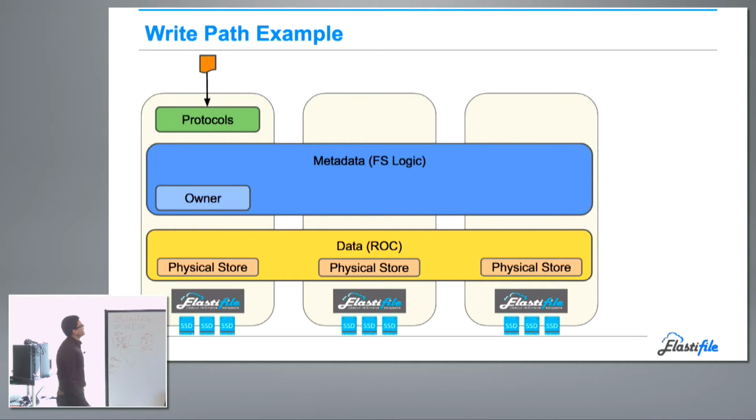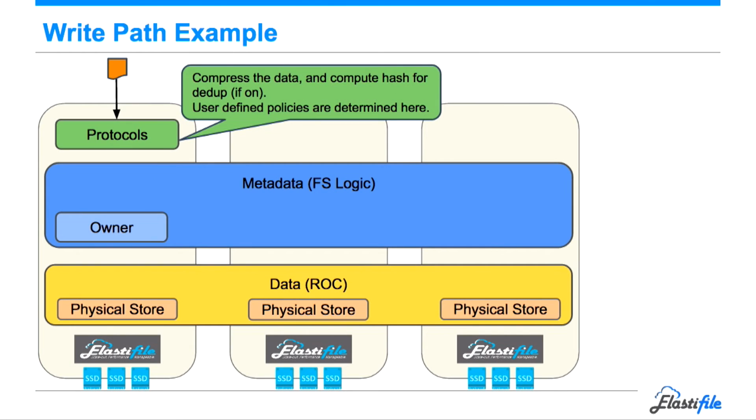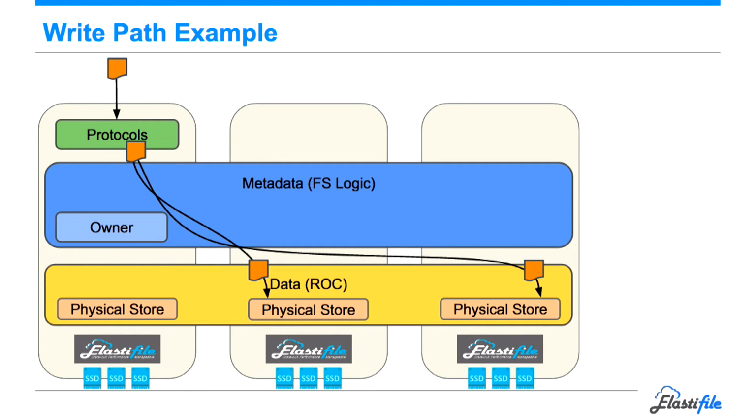So let's see an example. We have a piece of data coming into our protocols layer. This is where we compress the data, compute a hash for dedupe if it's on our data container on a file system. And this is also where user-defined policies can be determined. So for example, if we see that this is a file that is most likely a read-only file, like an executable or media file, and the user decided that such files should go to a different kind of storage, a different kind of tier, this is the place where we can determine and apply all of that high-level file system kind of policies and permissions. And then the data is sent, in this case, to two nodes on the right.